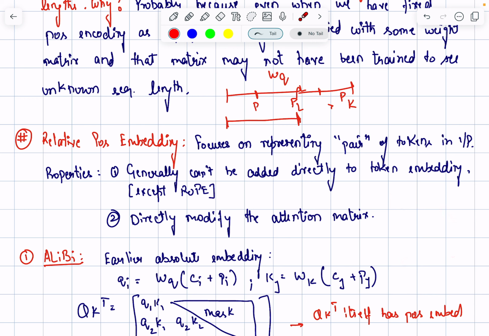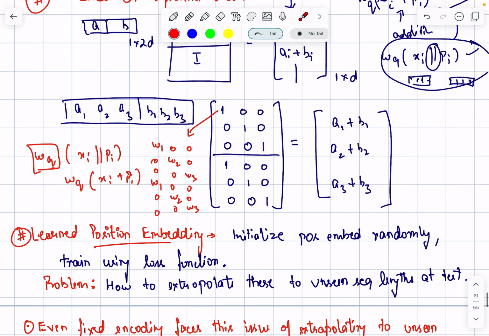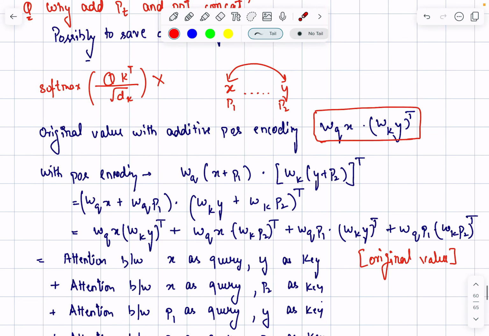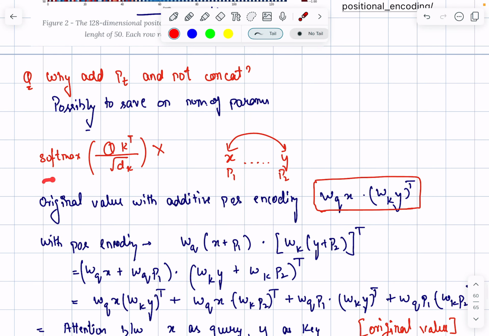So what are the properties? Generally they can be added directly to the token embedding. For example, we saw that we wanted to have an attention matrix here, where we take a softmax over QK transpose divided by root dk.